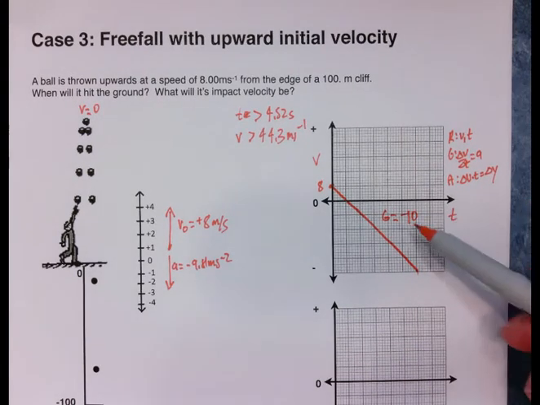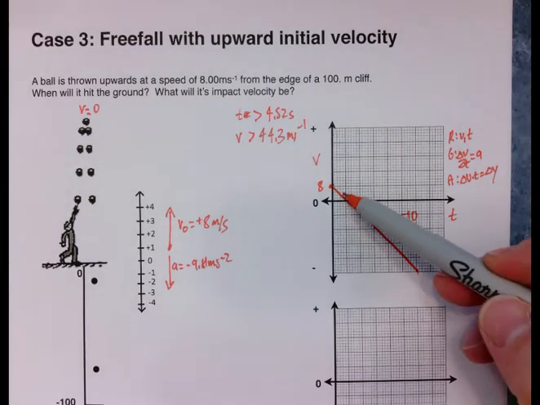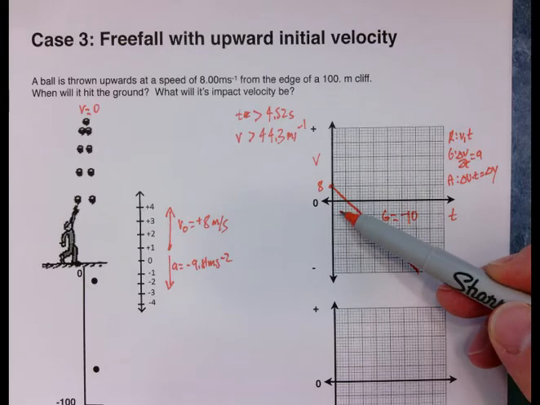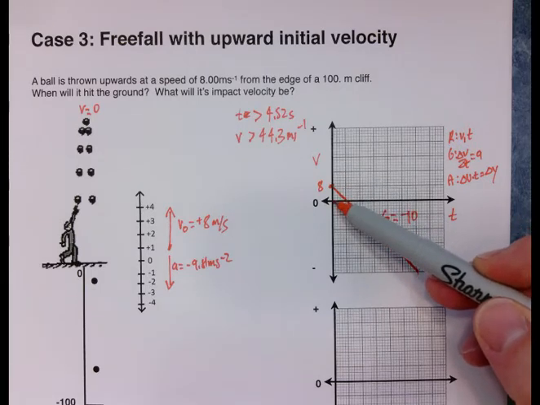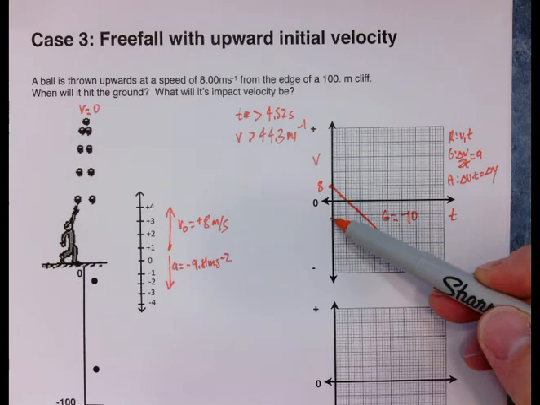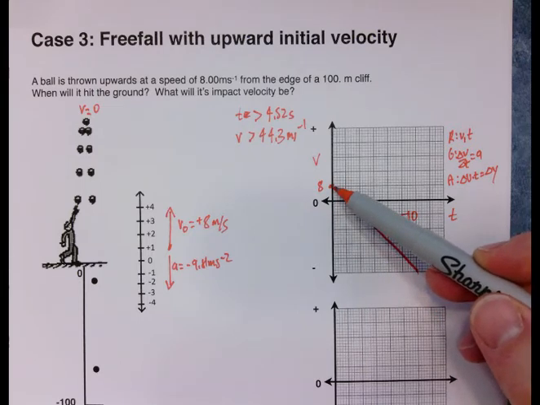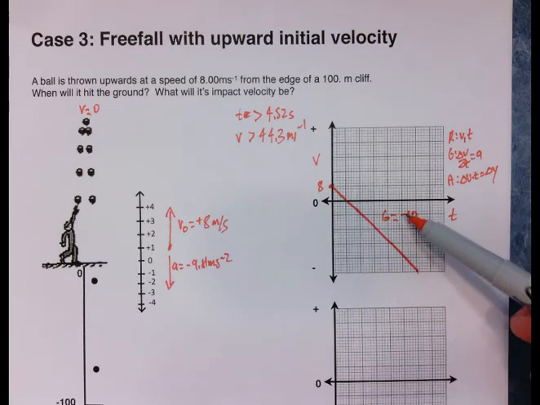Notice all that's happened in the three cases that we've considered is the velocity time graph has been shifted along, the intercept has been shifted. When it was dropped, it was 0. When it was thrown downward, it was here. When it was thrown upward, it was here. But they were parallel because they have the same slope.